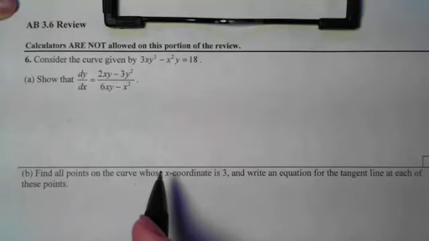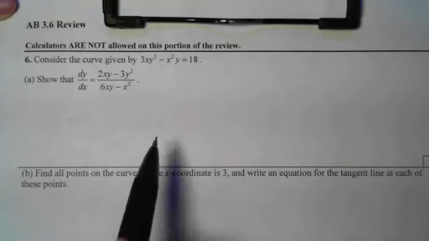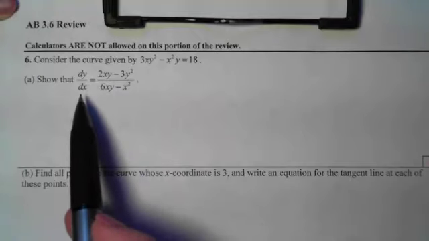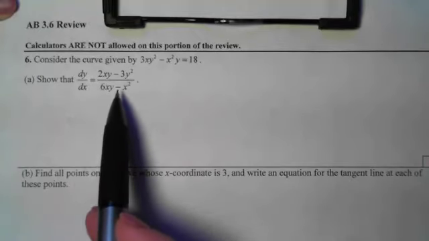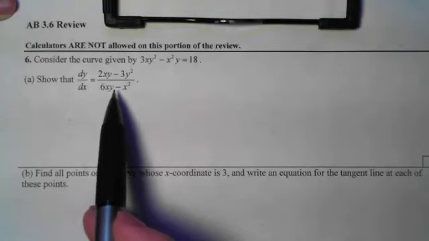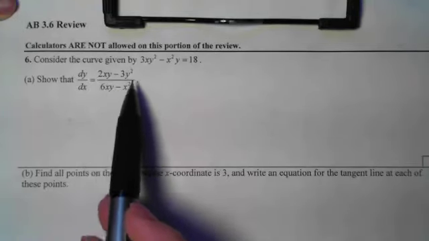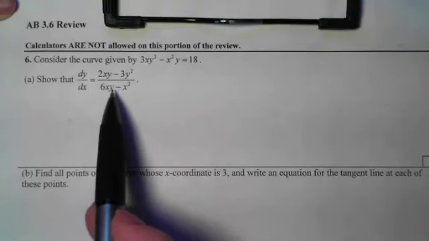This is the Section 3.6 review, number 6, the free response question, in which calculators are not allowed. So in part A, notice they tell you what dy/dx is supposed to be. So you already know what answer you should get. If you do not get this legitimately, then you know you've done something wrong and you need to backtrack.